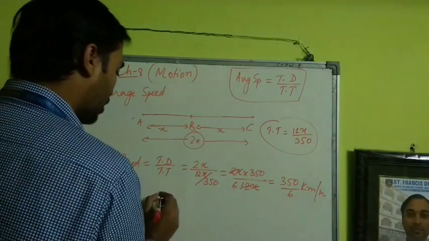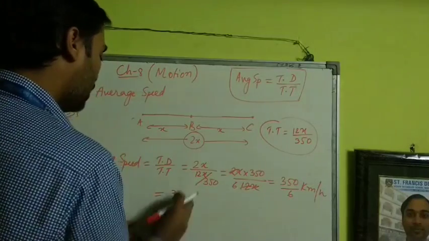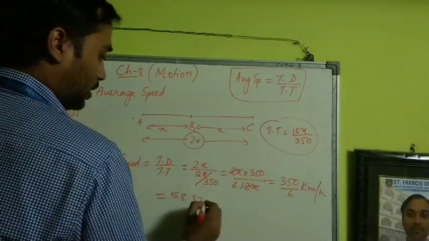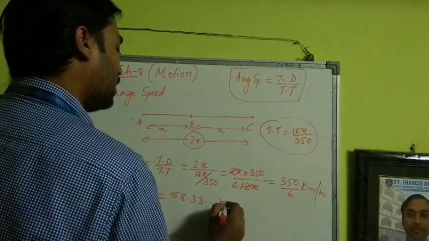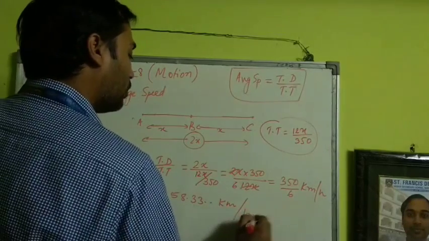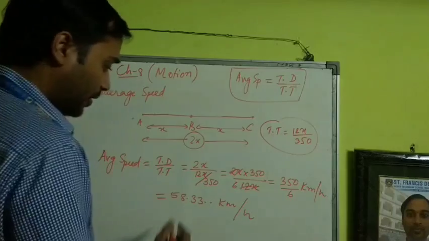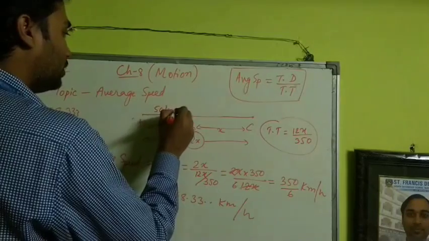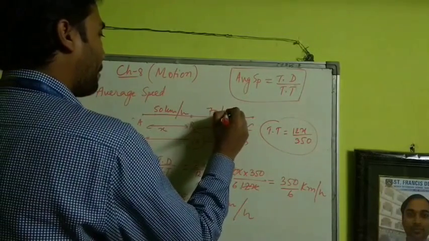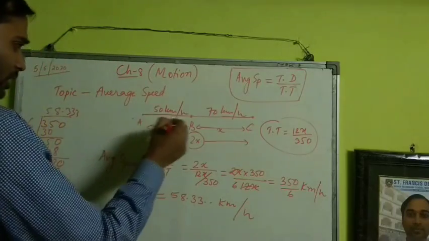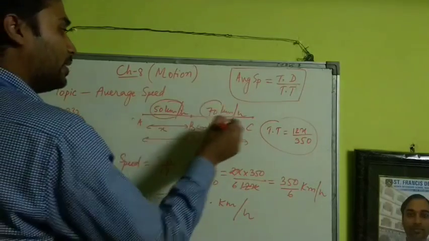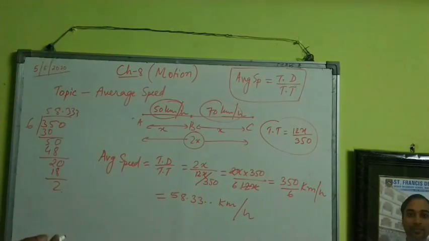So finally this fraction, if we convert into decimal, becomes 58.33. It will continue. So this is 58.333 kilometer per hour. So the average speed is 58.33 kilometers per hour. Now remember one thing, students. The average speed will always be in between the values of minimum speed and maximum speed. So this is how we can find the average speed.